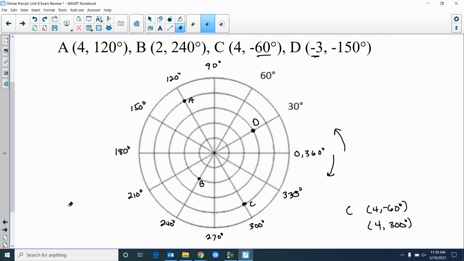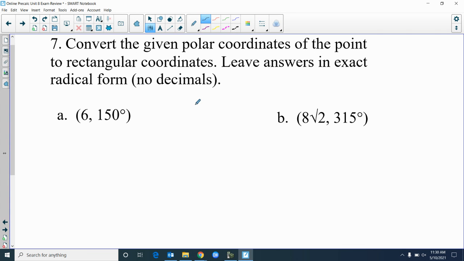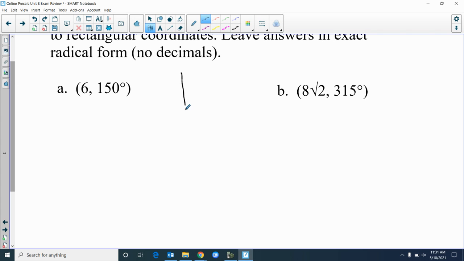So that's just a review of going through polar coordinates. Convert the given polar coordinates of the point to rectangular coordinates. Leave answers in exact radical form. No decimals. Well, if you got a polar point (6, 150), not that you have to draw it out, but it doesn't hurt to understand. You have a radius of 6 at 150 degrees. So it'd be right here. So that's (6, 150). Basically drop this and you're going to create a right triangle. And so this is x and this is y.